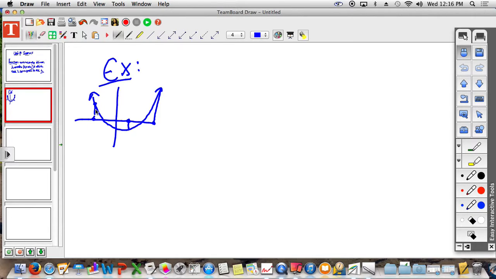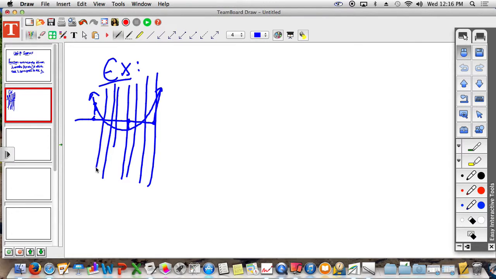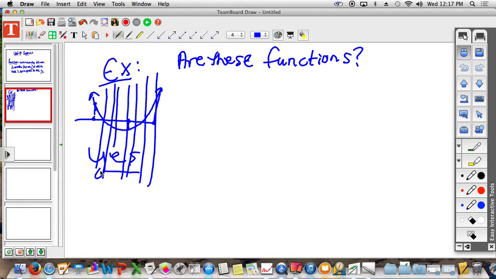So in other words, this is exactly what Marcus said. It passes the vertical line test. If I draw a vertical line anywhere on this graph, will it ever touch the graph in more than one spot? No, it won't. So therefore, this is a function. For the examples, the question is: are these functions? Is this one a function? Yes, we figured out that this one is in fact a function.